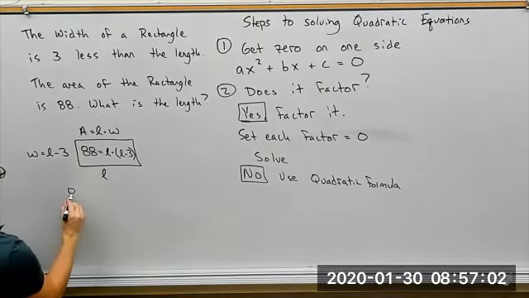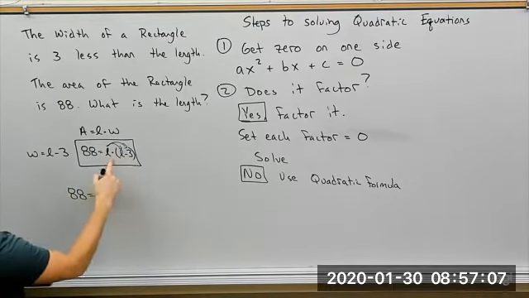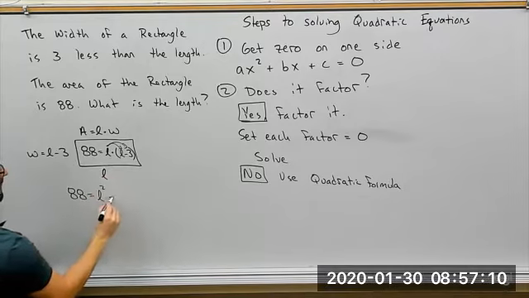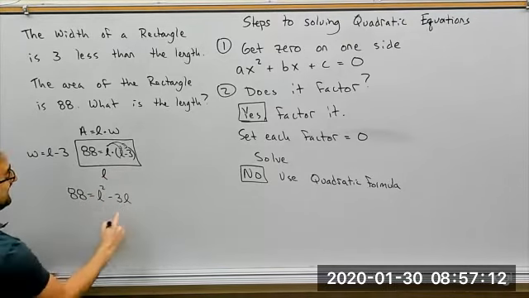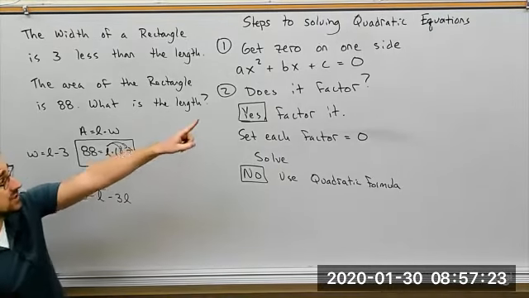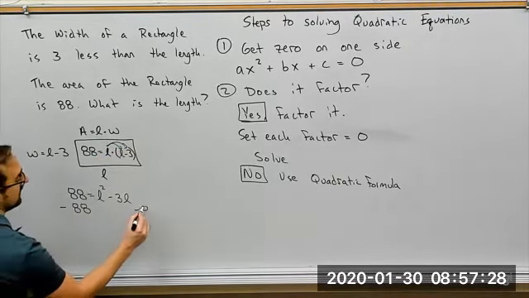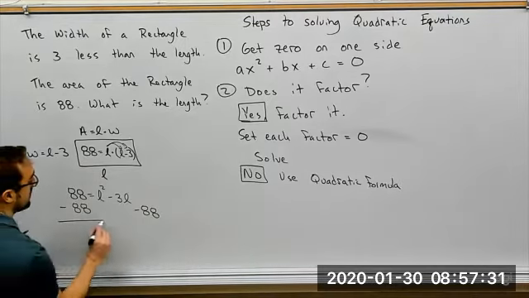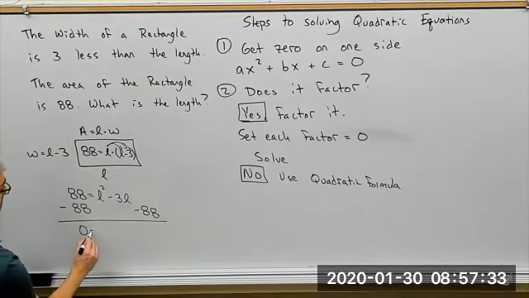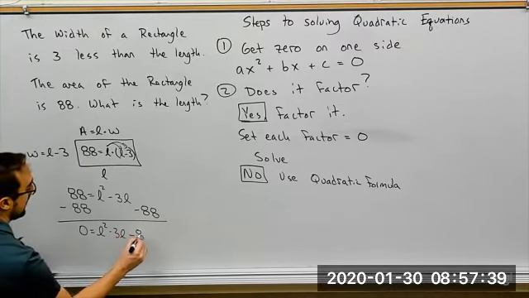We're going to work with 88 equals, and now let's distribute. L times L is L squared, minus 3L. Now this is a quadratic, because L squared is the highest power of L. We need to get 0 on one side, so let's subtract the 88. We get 0 equals L squared minus 3L minus 88.